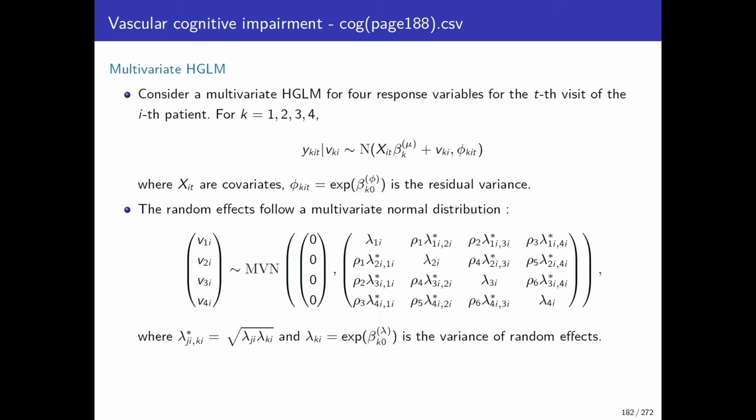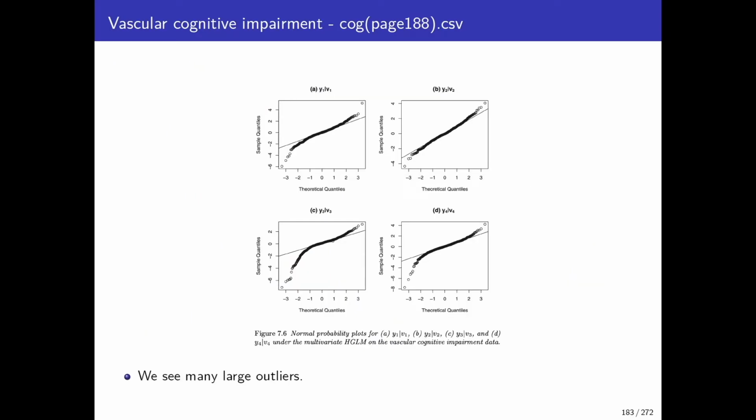Consider our multivariate HGLM for the response variable for the jth visit of the ith patient, for k = 1, 2, 3, 4. And the random effects follow a multivariate normal distribution. From these figures, we can see many large outliers.